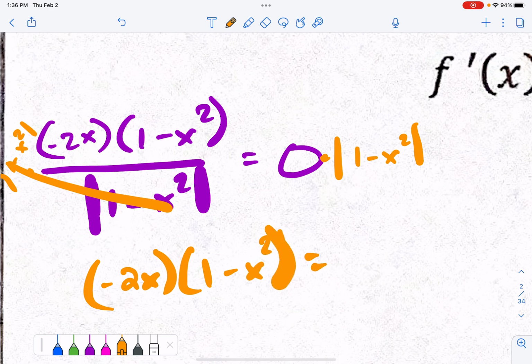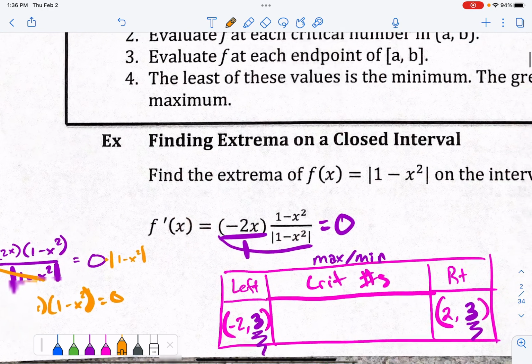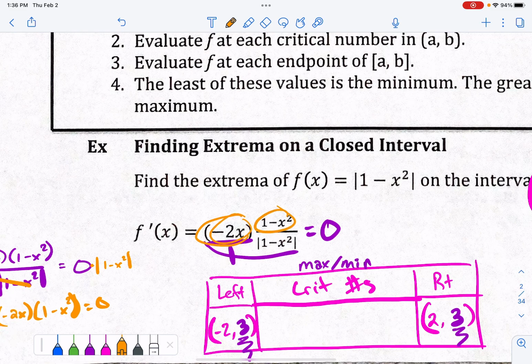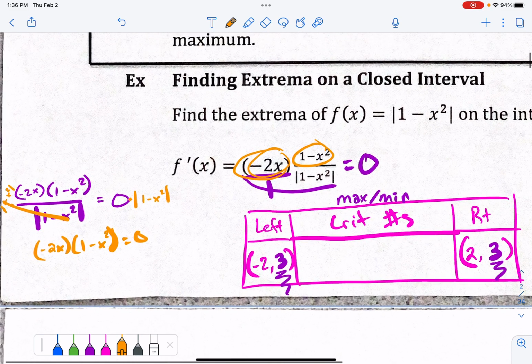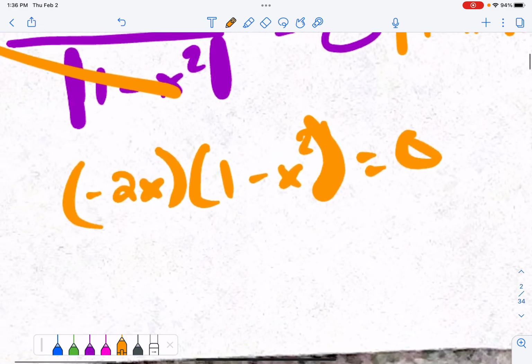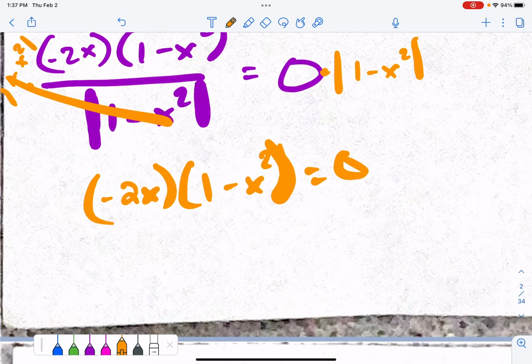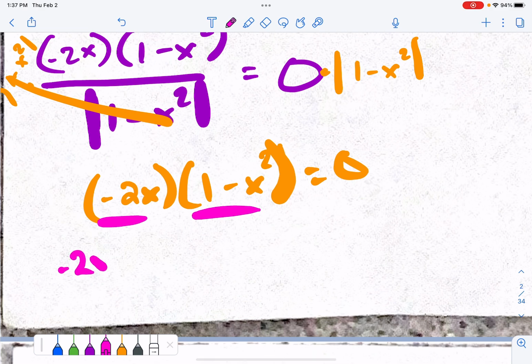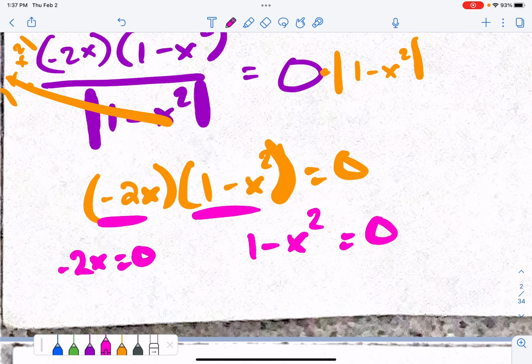This equals 0. I have just this stuff that's still on the top: the two things multiplied together, -2x and 1 minus x squared. Okay, got it? Yes? Now what? So how do I solve? I don't want to distribute. It's already in two pieces. Let's just set negative 2x equal to 0 and 1 minus x squared equal to 0, right? Like we factored it, it's already factored down for us.